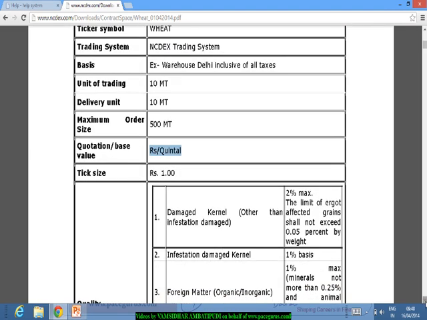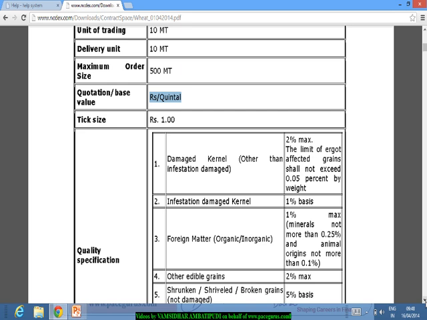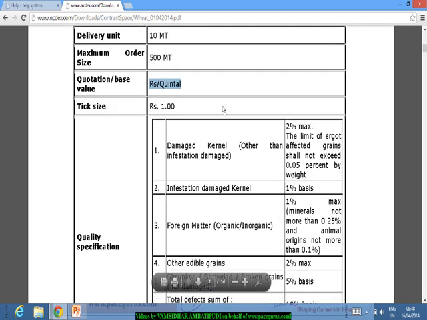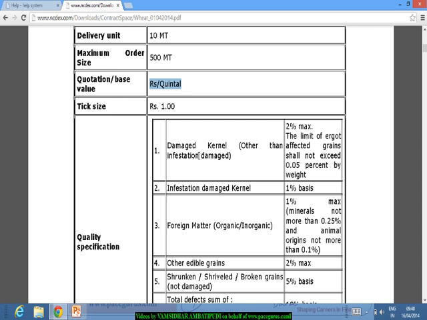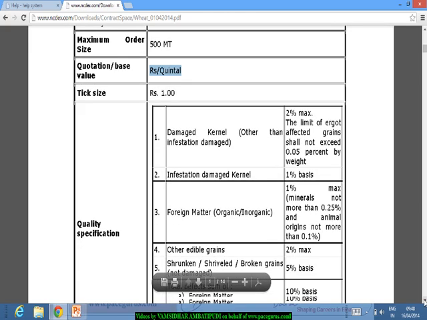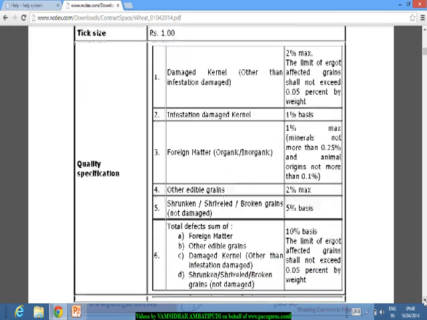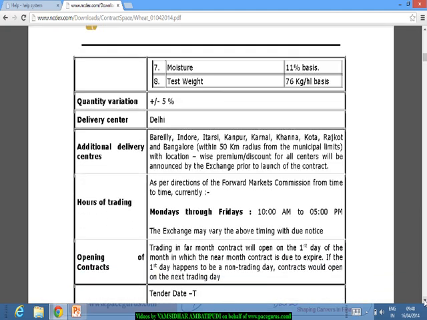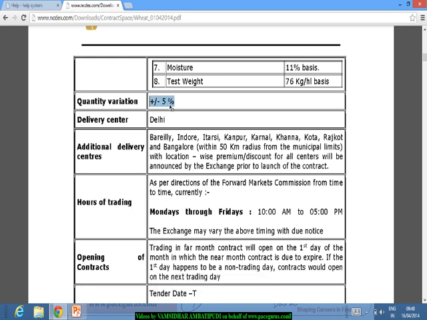So there cannot be half a rupee increase or decrease in the price as a part of the trading. Now looking at the quality aspects of this wheat, these are the important specifications being mentioned. Damaged kernel maximum 2%, infestation damaged kernel there could be 1% basis, foreign matters like organic and inorganic there could be 1% maximum, all this kind of stuff. This is a measure of quality of that particular wheat. And quantity variation plus or minus 5%, whatever is being specified.